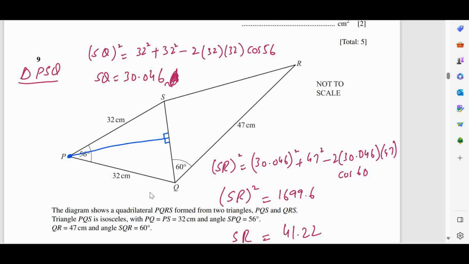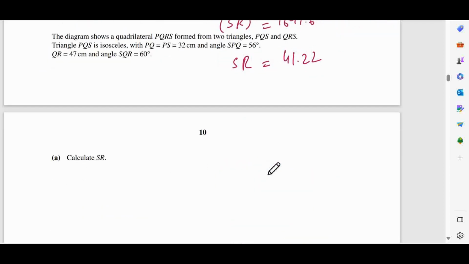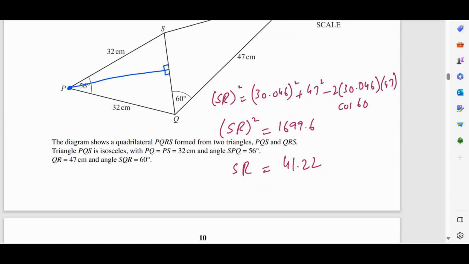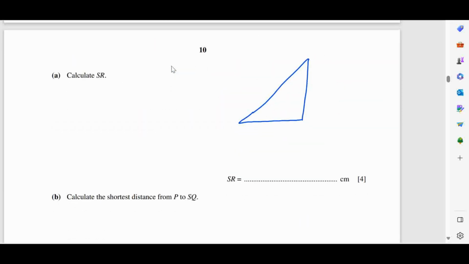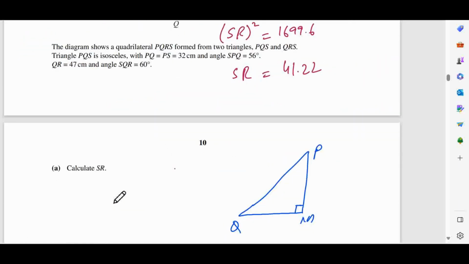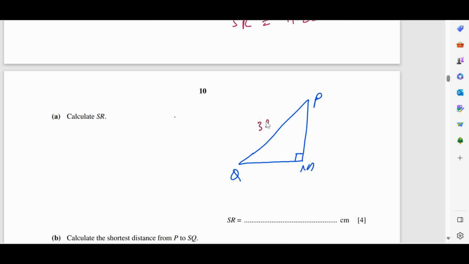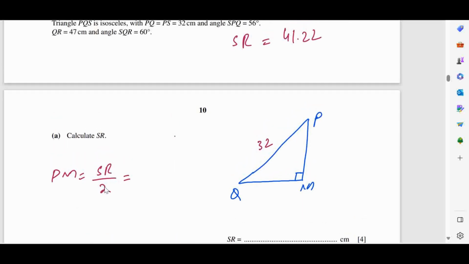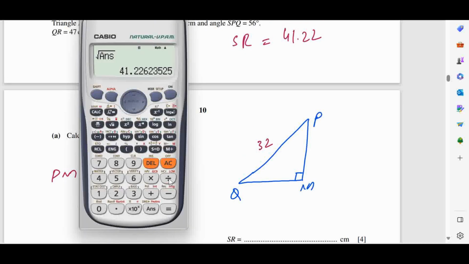Now we can draw the diagram over here that this will be the right angle triangle. Let's say this point is M. So P, M and Q, and this angle is of 90 degrees. Now as we know that PQ is 32, PM is half of SR. So SR was 41.22 divided by 2, so this will be equal to 20.61.